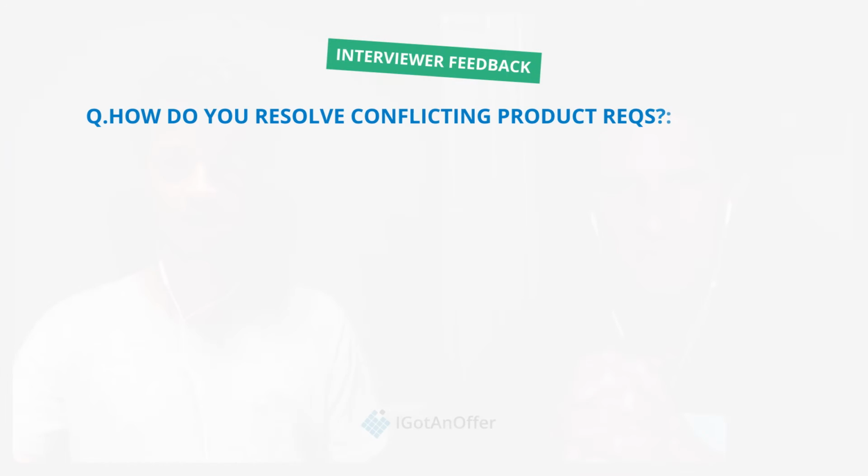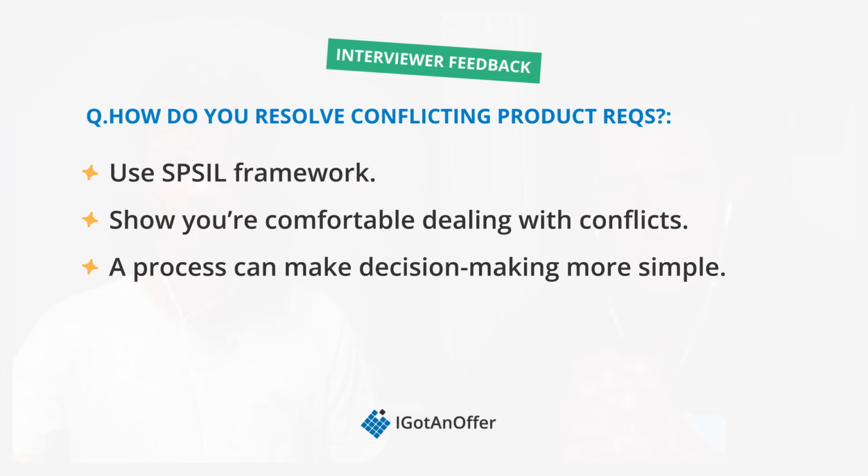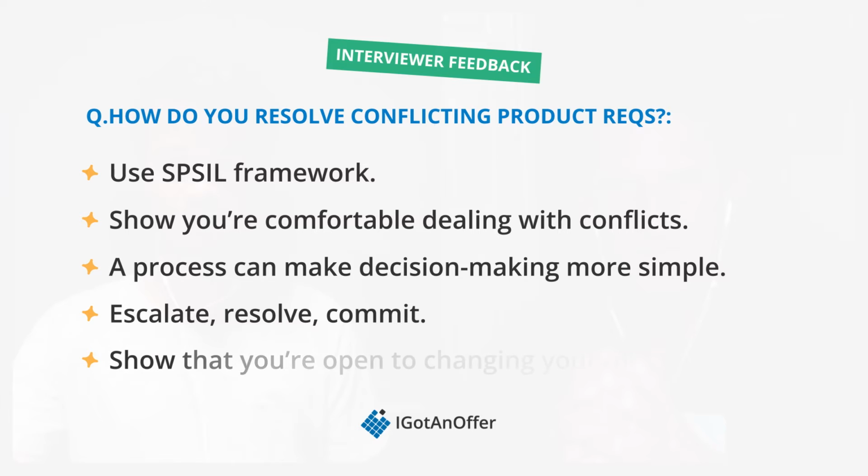Yep. Mark's answer was very well structured thanks to his good use of the SIPSIL framework. As a PM, you're going to have conflicts all the time, so show the interviewer that you're comfortable with that and you have plenty of experience dealing with it. As Mark did, outline a simple process you use to come to a solution. Here, Mark recommends escalate, resolve, commit. This works really well. Having a process makes decision-making simpler. You'll also want to show that you don't get dogmatic about things, that you're open to having your point of view challenged and can change your mind when the data suggests that you should.